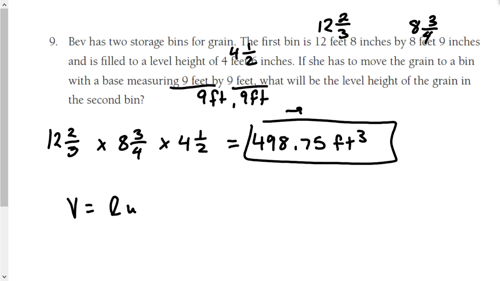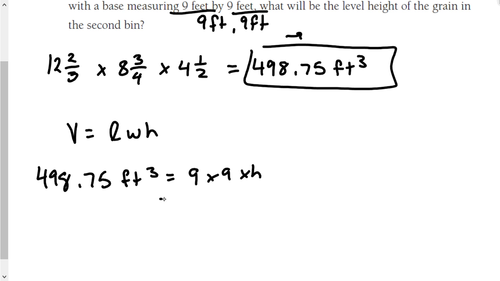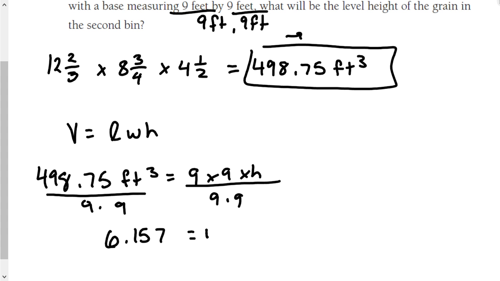So if we go like this, volume equals length times width times height, we have 498.75 feet cubed is equal to 9 times 9 times h. So if we divide this by 9 and 9, that's divided by 81, which gives us 6.157 is equal to height. 6.2 feet is equal to height. Just like that.